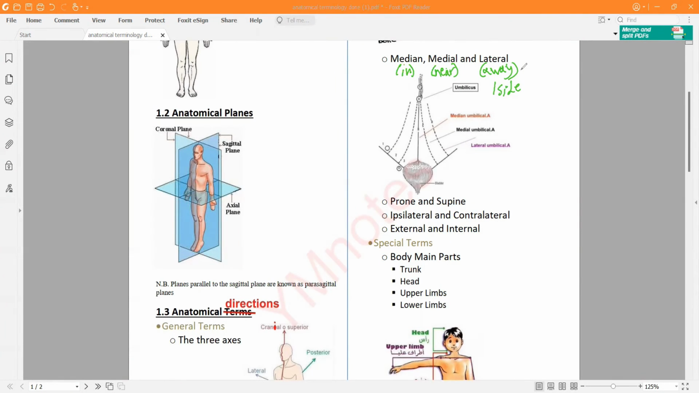Now, this figure here shows the umbilicus and the bladder, in between some umbilical arteries. The median umbilical artery is the one parallel to the body midline, while the medial umbilical artery is near the midline, and the lateral on a side. Now, for these three, no need to have figures for them, as they are too easy.